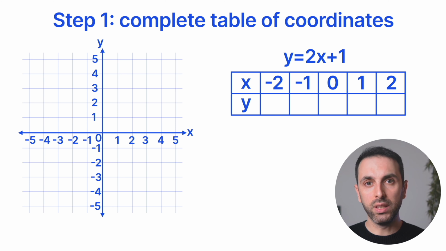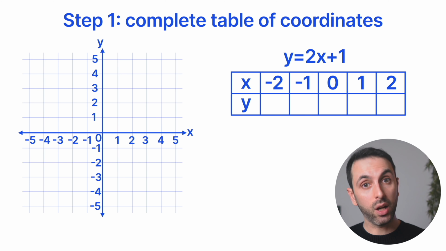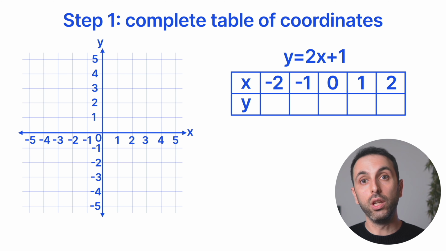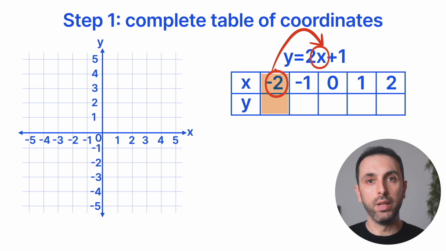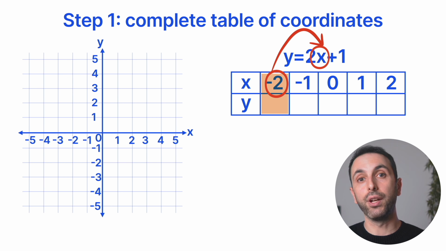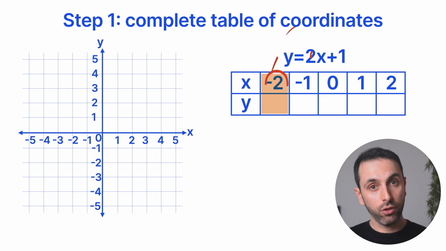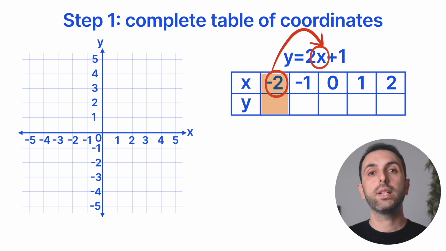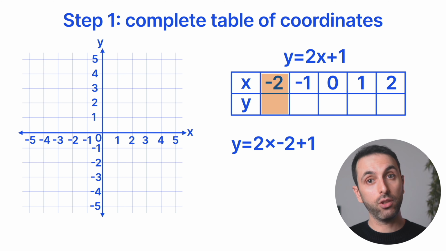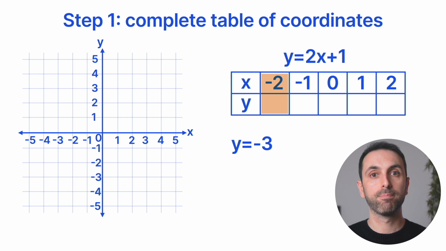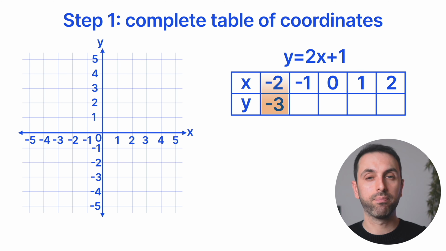Our first step will be to complete the table of coordinates using our equation. Usually, we work from left to right when doing so, and since we know that for the highlighted column, x equals -2, we can substitute this into the equation to find the corresponding paired y value. Upon substituting x equals -2 into the equation, we attain y equals 2 times -2 plus 1, which is the same as saying -4 plus 1, which equals -3. I'm now going to place -3 into the missing highlighted cell.